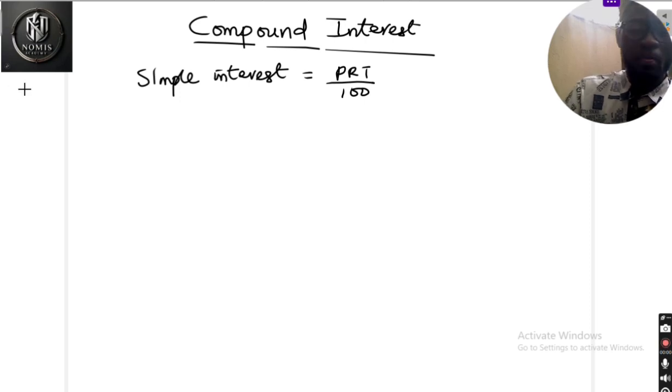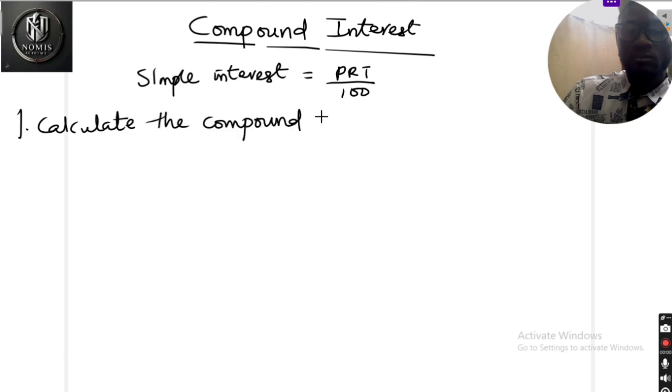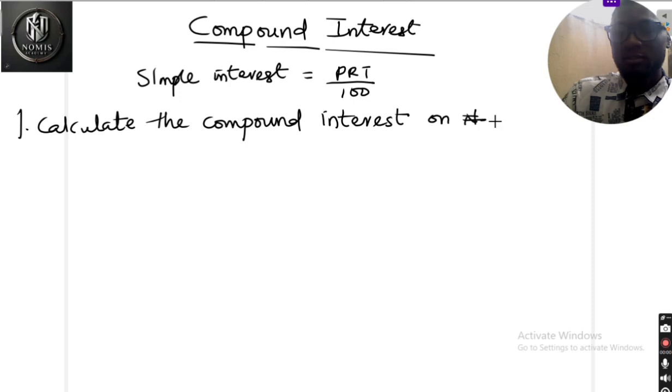Let's take an example. Example number 1. Calculate the compound interest on 10,000 naira at 10% per annum for 3 years.